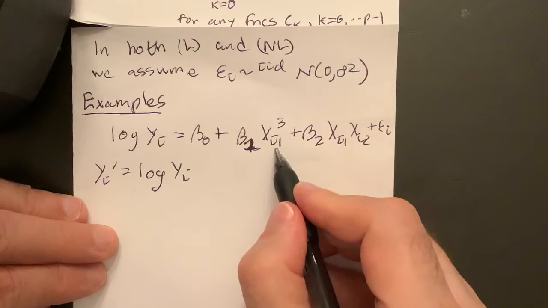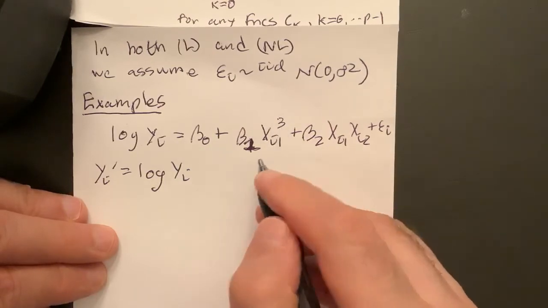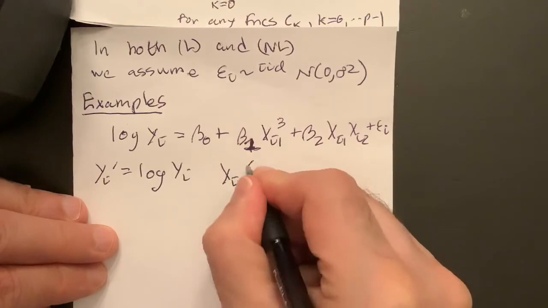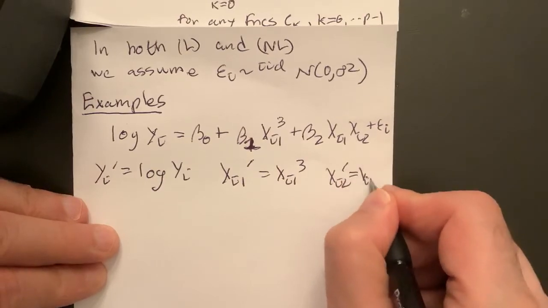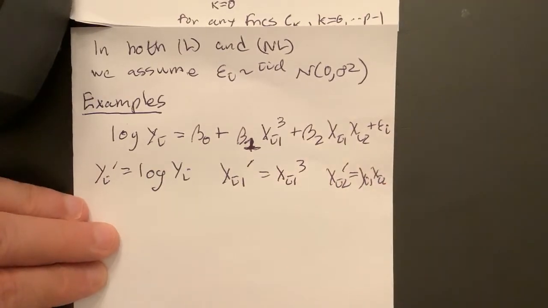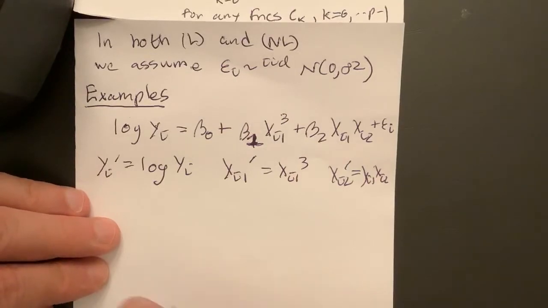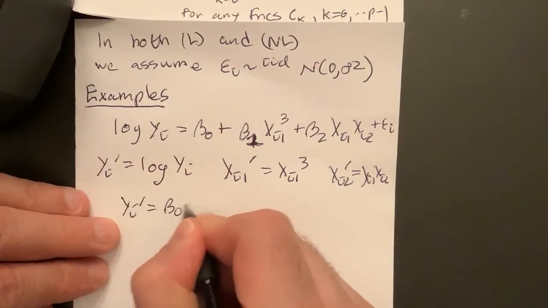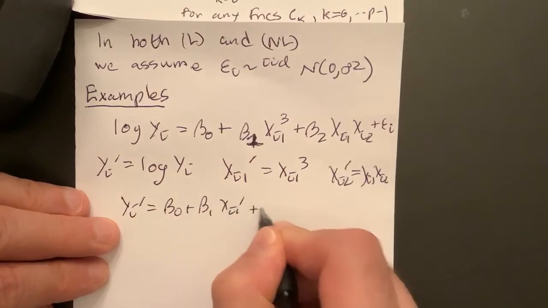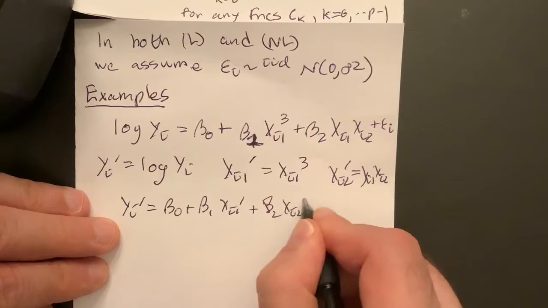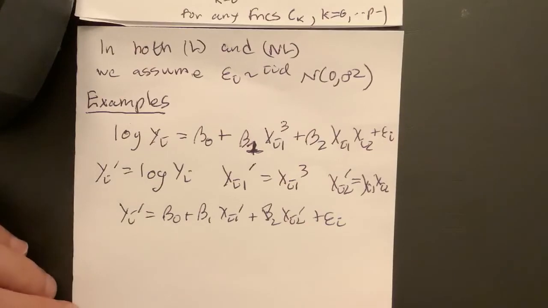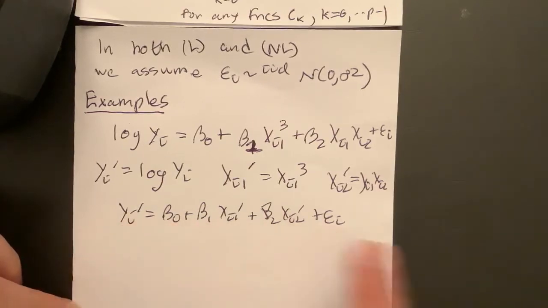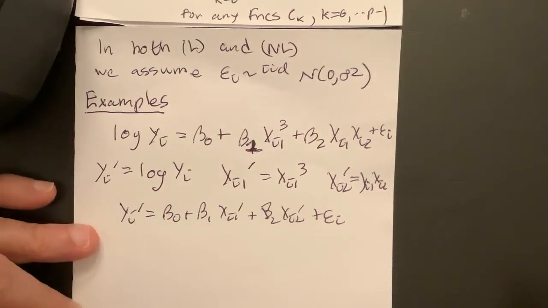And then if you like, you can think of xi1 cubed as xi1 prime, if you want, and xi2 prime as xi1 xi2. Okay, and now you can see you just have yi prime equal beta 0 plus beta 1 xi1 prime plus beta 2 xi2 prime plus epsilon i. Okay, so all I do is change things in the data set. I didn't change anything about the model, and I have a linear model now. So this is a linear model. So this is linear.